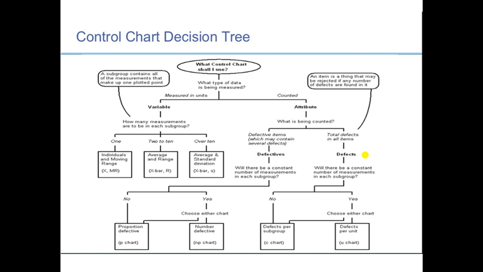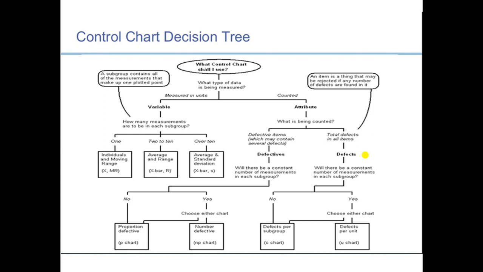If it is 1, you are looking at an individual process, so you go for the individual and moving range chart. If it is 2 to 10 in the subgroup, then you take the average chart and the range chart, which is the X bar chart and R chart. And if it is over 10, average and standard deviation, so the X bar and S chart will be used. Next, if we are going for discrete data, then we have to go to the attribute chart.